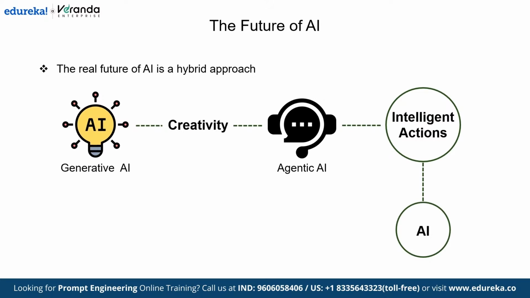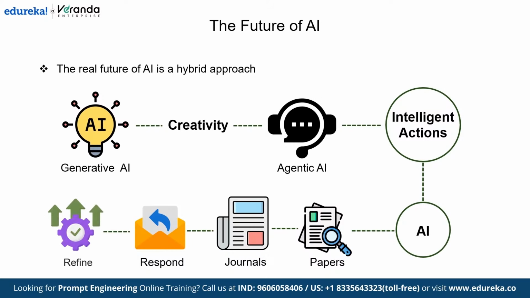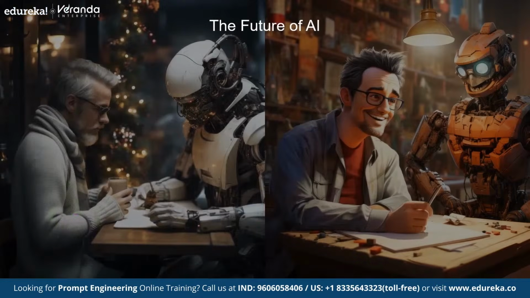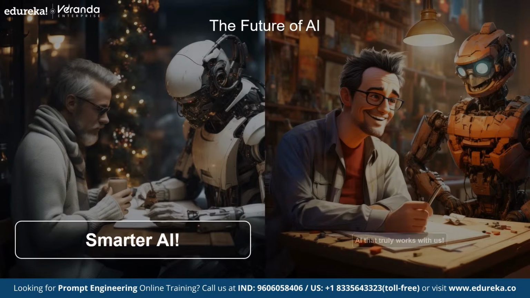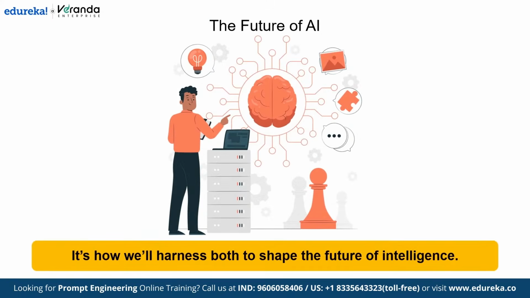Imagine an AI system that not only writes a research paper, but also submits it to journals, responds to reviews, and refines it automatically. And this is where we are headed. Not just smarter AI, but AI that truly works with us as both a creator and an agent. The question isn't whether agentic AI will replace generative AI. It's how we'll harness both to shape the future of intelligence.